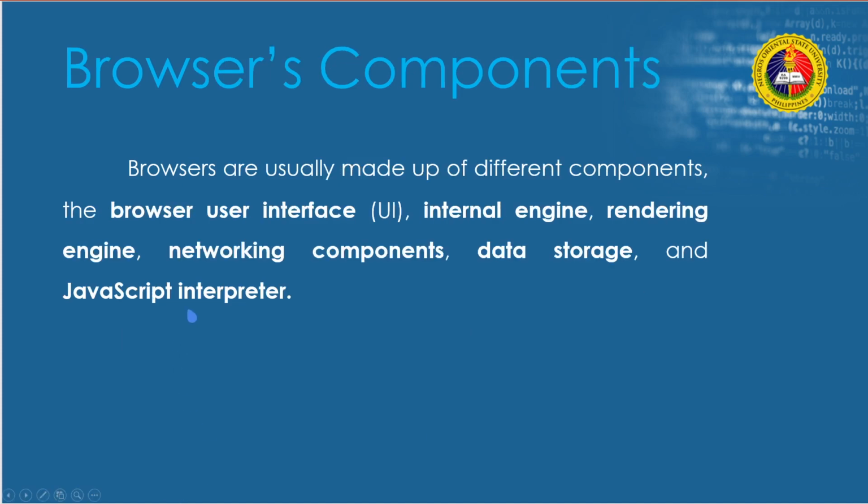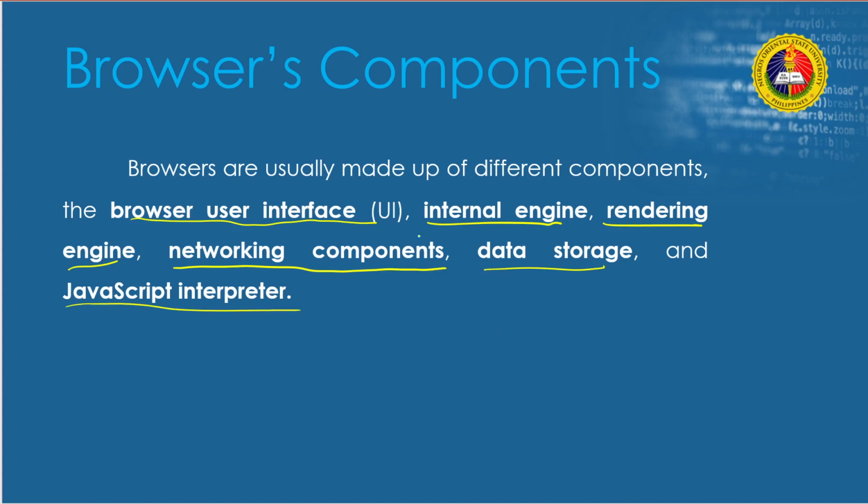Browser's components. So let's talk about it. We all know that browsers make the request and process web contents or web requests, but how exactly does it do its job? Browsers are usually made up of different components, like the browser user interface, or browser UI, rendering engine, networking components, data storage, and JavaScript interpreter. So let me count: 1, 2, 3, 4, 5, 6. Six components of our browsers that work together so that we'll be able to enjoy our web surfing experiences. So let's talk about it one by one.